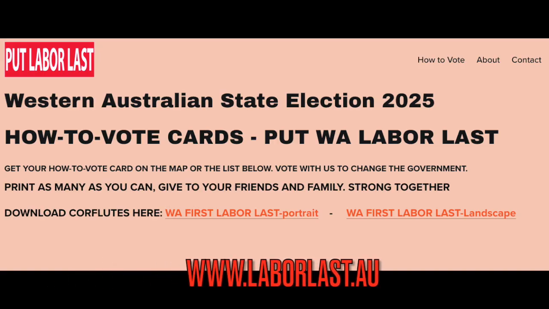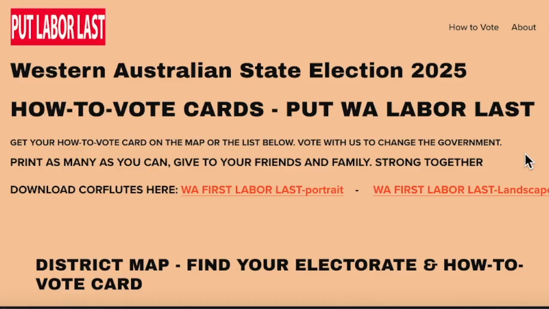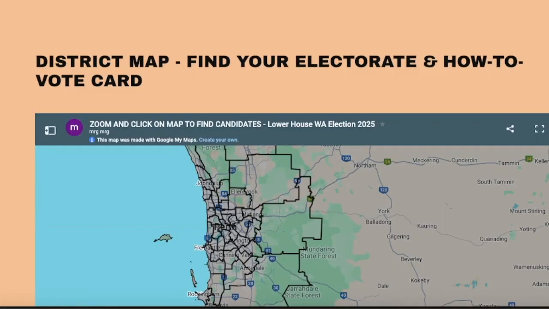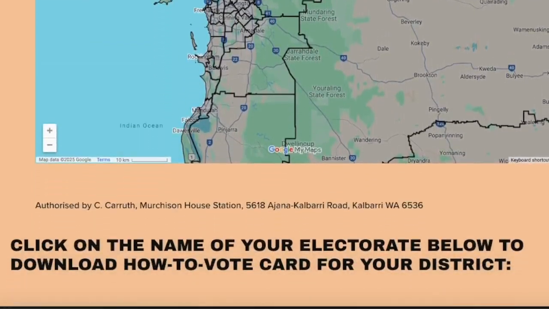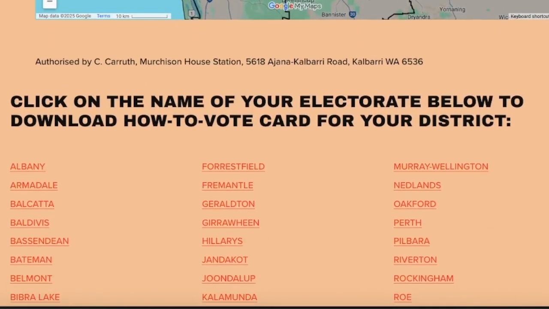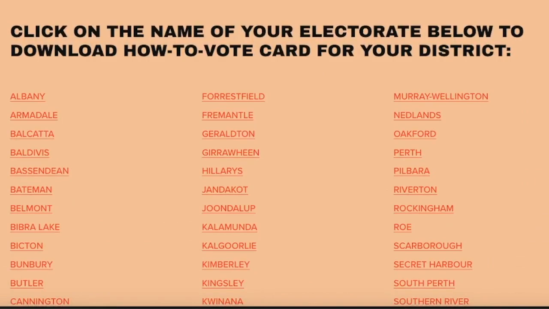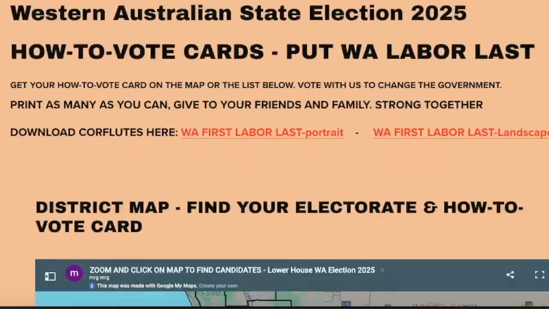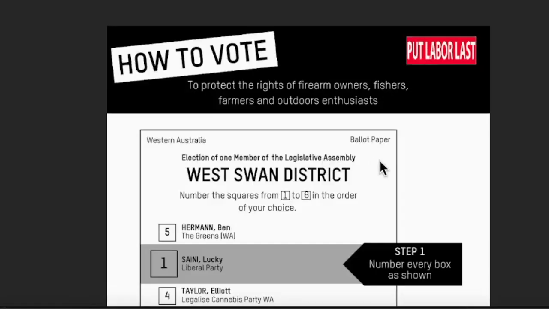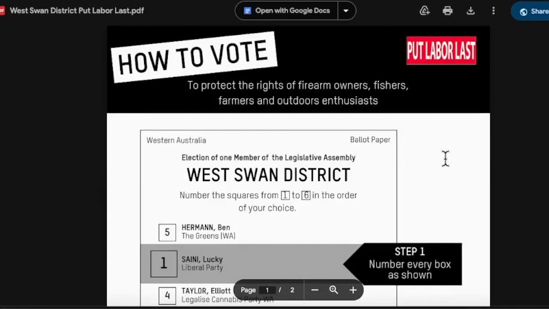Hello and welcome. We're here at the Put Labor Last website as part of the Western Australian State Election 2025, and it includes how to vote cards to put WA Labor last. There's a district map and you can find your electorate and how to vote card. And if you click on the name of the electorate below, you can download how to vote cards for your district.